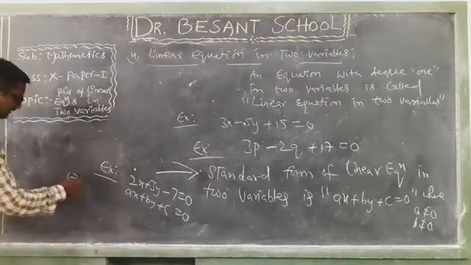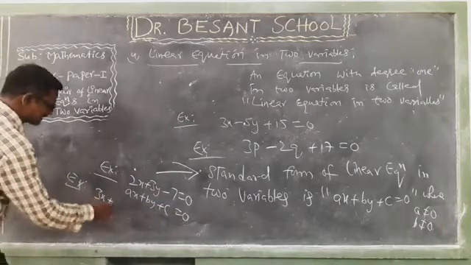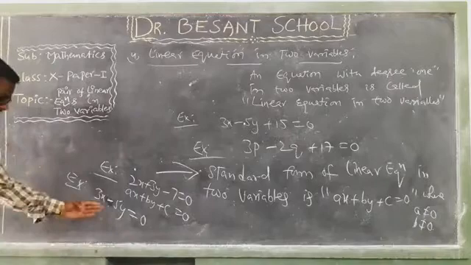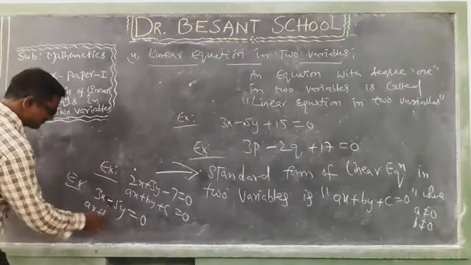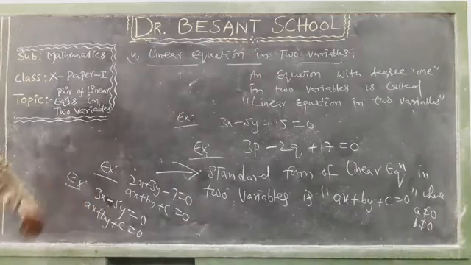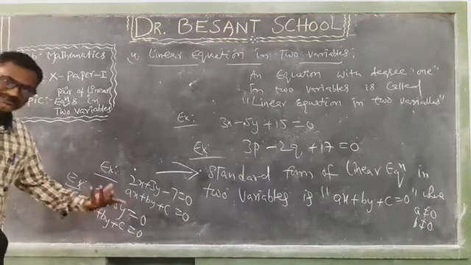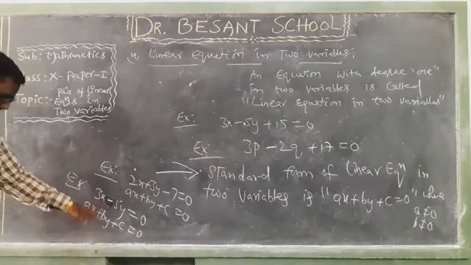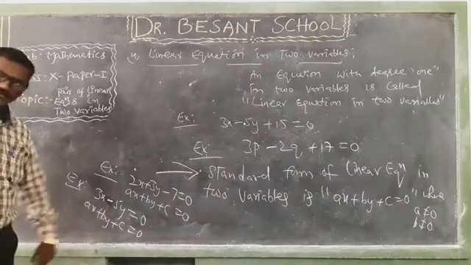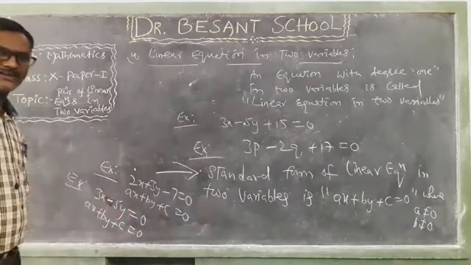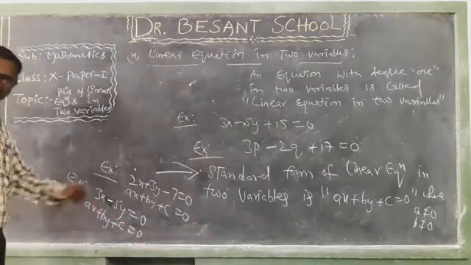Come to one more example. This is 3x plus 5 minus 5y equals 0. It is also of the form ax plus by plus c equals 0. What is the a value? 3. What is the b value? Minus 5. What is the c value? 0. There is no constant, so a is 3, b is minus 5, c is 0. Of course, there is no constant, but it is still a linear equation in two variables, because it has two variables x and y.